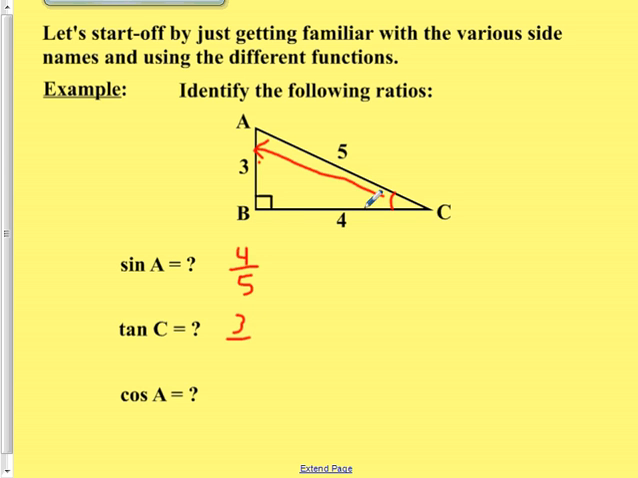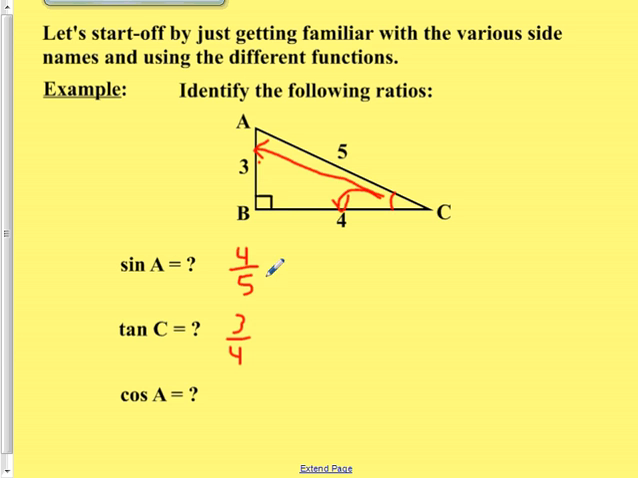Sorry for the ugly 3. There's your opposite, and which of the sides is adjacent? Now remember, adjacent means next to your theta angle, but of course we do not want the hypotenuse. That would be hypotenuse. The other side that is next to angle, or the vertex C, would be the 4. So tangent from angle C, or vertex C, would be 3/4, opposite over adjacent.